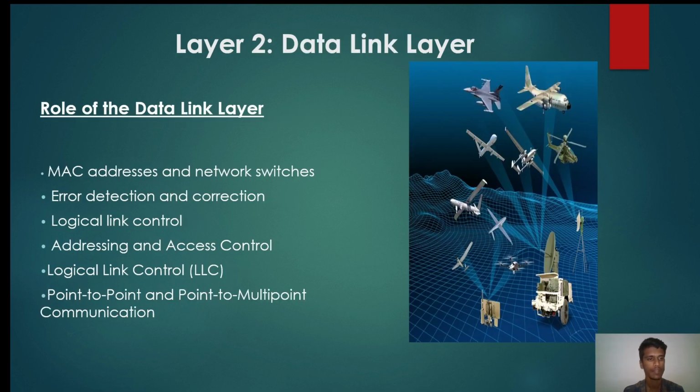Next, the data link layer. The roles of the data link layer are MAC addressing and network switching. The data link layer is used for switching from one network to another network. Error detection and correction, it is also used for error detection and correction. Logical link control, addressing and access controls. It is also used to access the controls. Logical link control, point to point and point to multipoint communication. It is also used to communicate between different devices in one network.